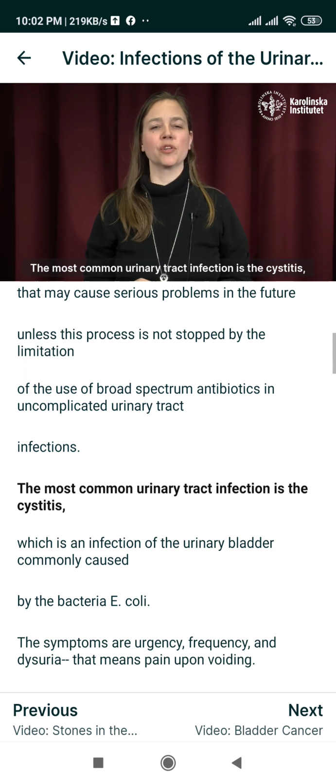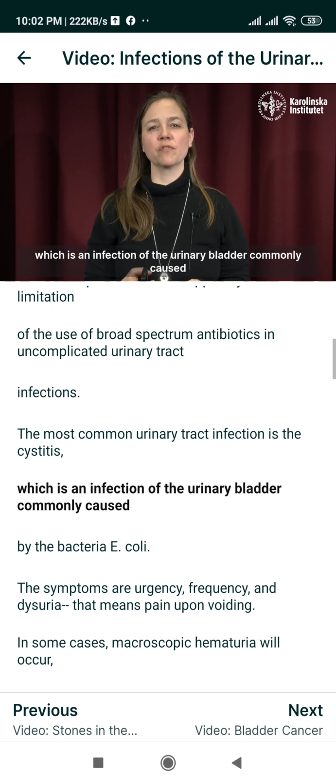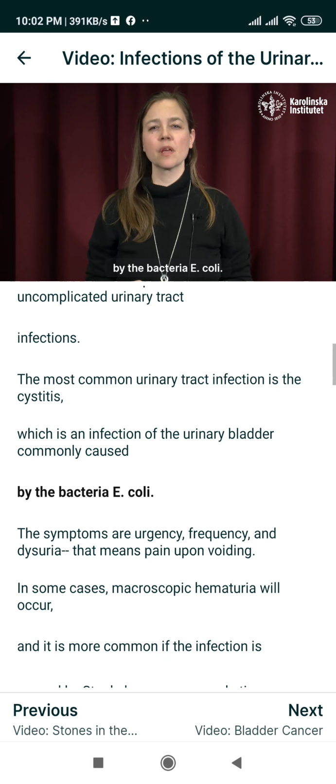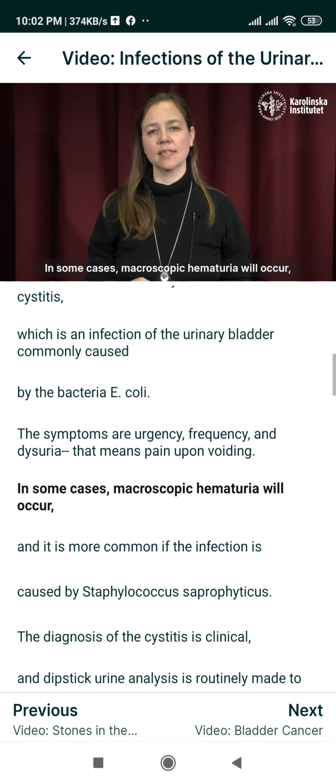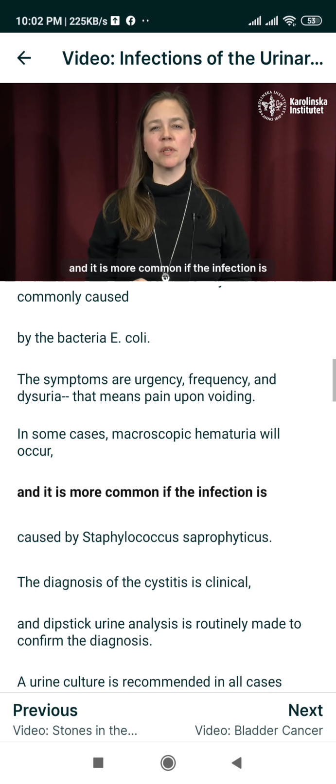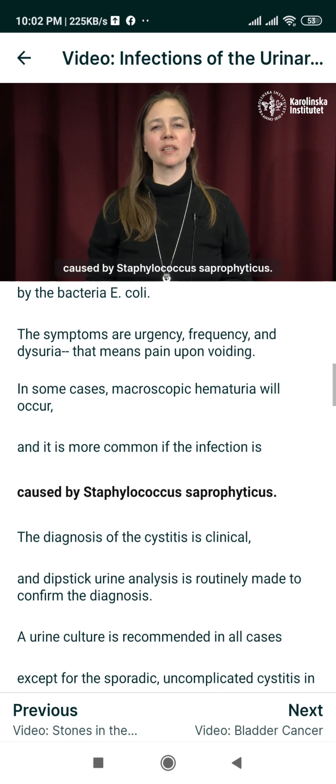The most common urinary tract infection is the cystitis, which is an infection of the urinary bladder, commonly caused by the bacteria E. coli. The symptoms are urgency, frequency, and dysuria, that means pain upon voiding. In some cases, macroscopic hematuria will occur, and it is more common if the infection is caused by Staphylococcus saprophyticus.